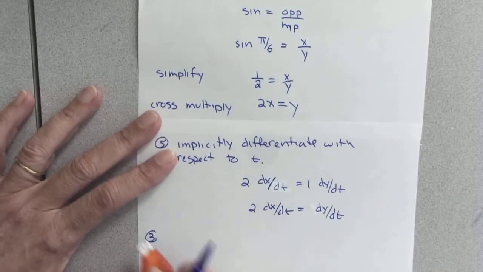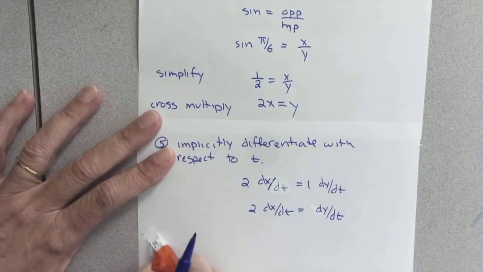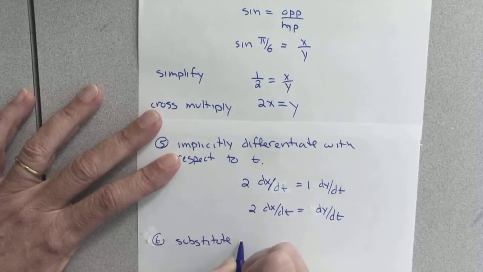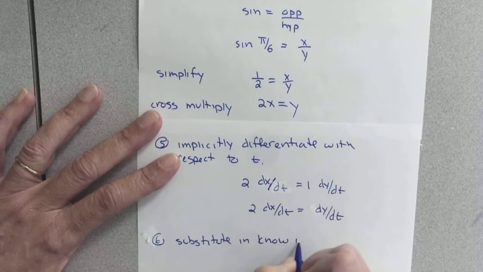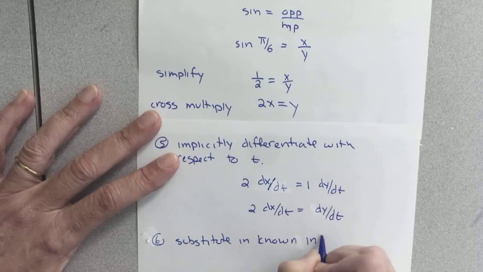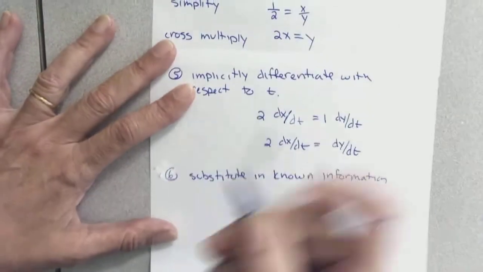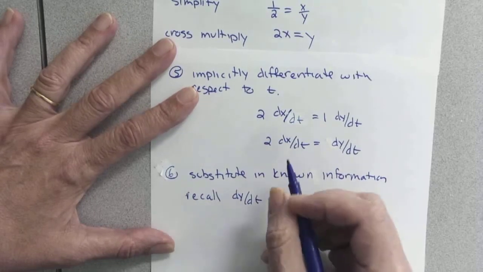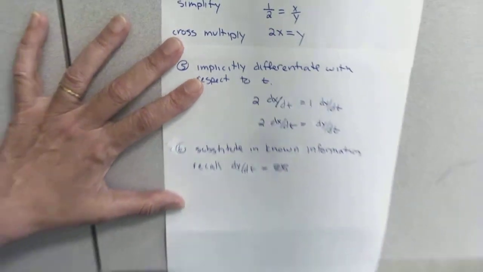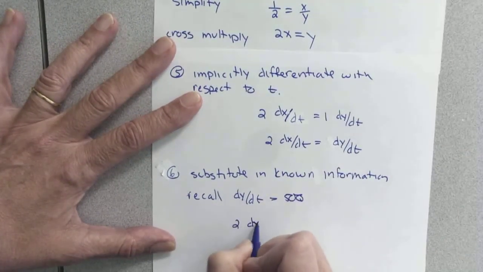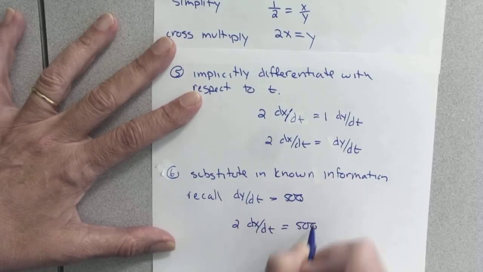That's step 6, not the number 6. Substitute in known information. So we were told that dy/dt was 500, I believe, was the known information. Yes, it was. So 2 dx/dt equals 500.